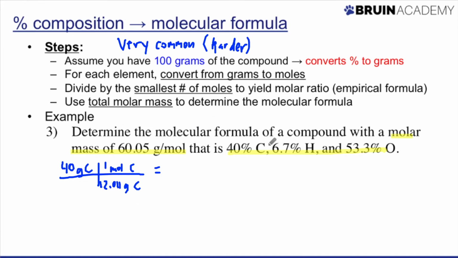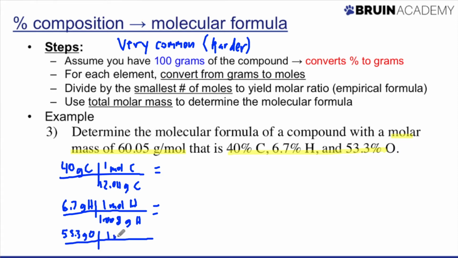We'll do the same thing for the hydrogen. So we start with 6.7 grams of hydrogen. And for every 1 mole of hydrogen, that's equal to 1.008 grams, right? Then we're going to plug that into our calculator. And the last thing we're going to do is do the same thing for oxygen. So we know we have 53.3 grams of oxygen, right? We use the molar mass. For every 1 mole of oxygen, I have 15.999 grams.